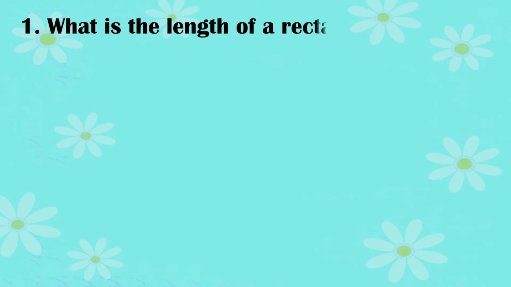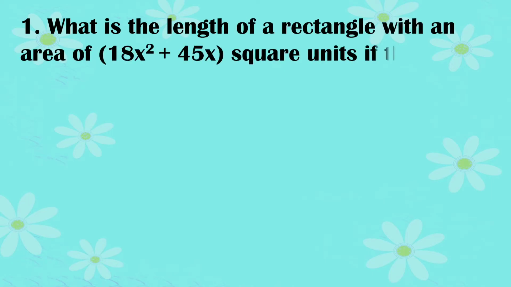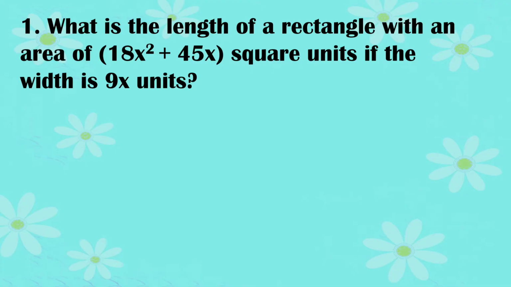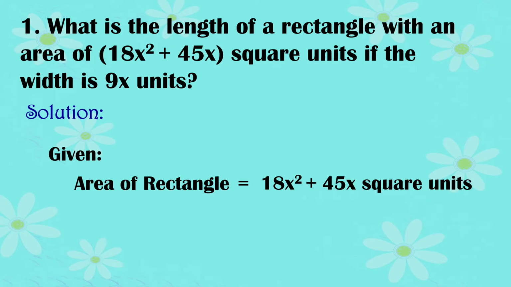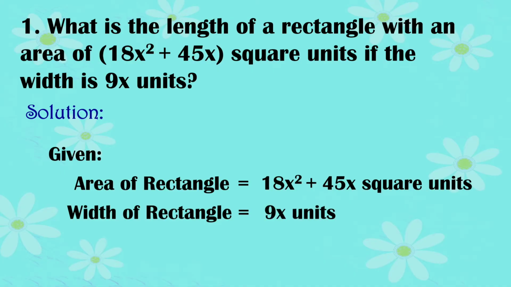So, itry na natin. So, ito yung ating problem number 1. So, what is the length of a rectangle with an area of quantity 18x squared plus 45x square units and the width is 9x units? Solution. So, ang given natin sa area of a rectangle which is 18x squared plus 45x square units. And the width of the rectangle is equals to 9x units.